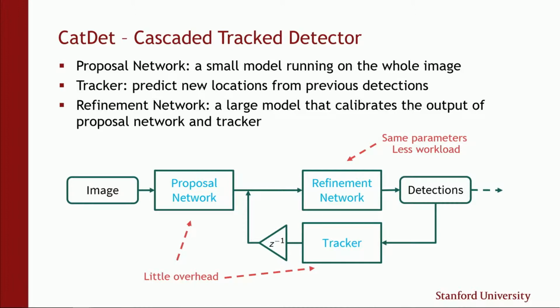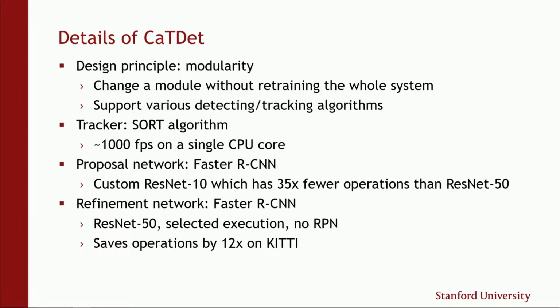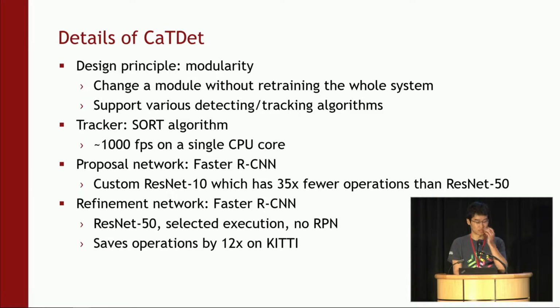And the tracker predicts new locations from previous detections. And as you can see here, the proposal network and the tracker are both quite small compared with the original large detector, and they incur little overhead. And in this slide, we describe some details about the CaTDet system.